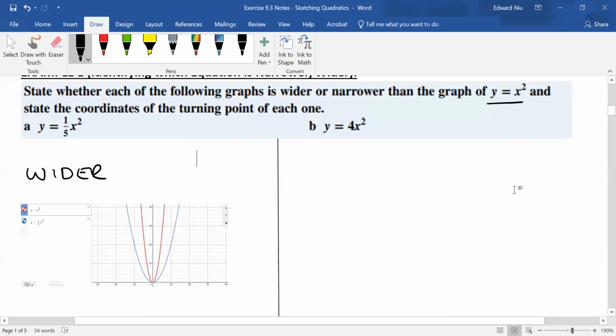Let's take a look at the next one. Y equals 4x squared. This one here is going to be narrower because it's a whole number that's greater than 1. And it doesn't have to be a whole number. It can just be any number that's greater than 1 or less than -1, and it'll be narrower.